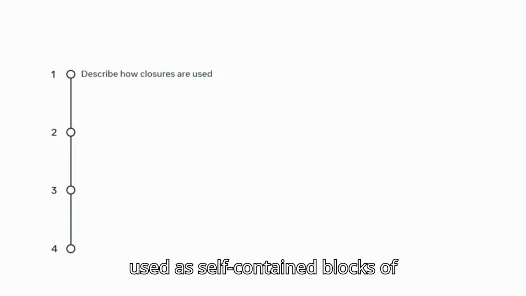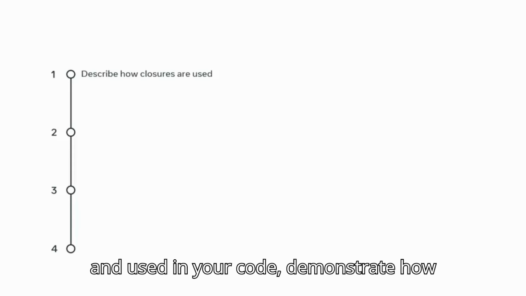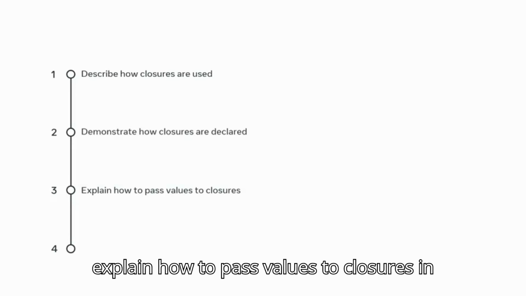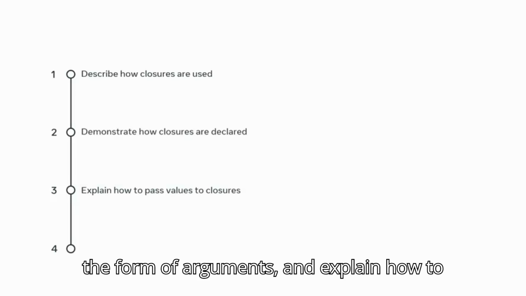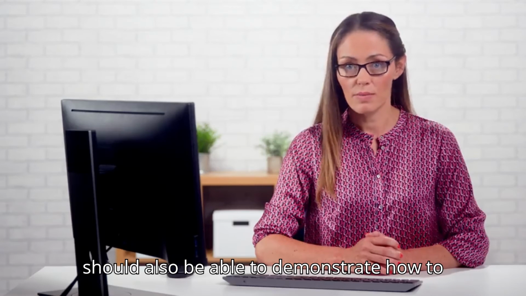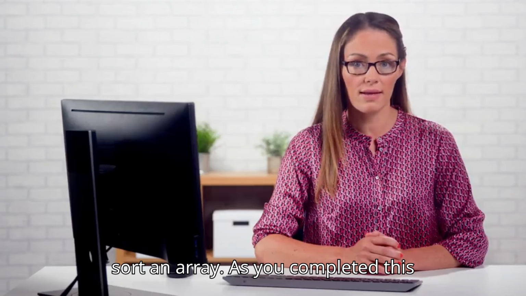You should now be able to describe how closures are used as self-contained blocks of functionality that can be passed around and used in your code. Demonstrate how closures are declared and executed, explain how to pass values to closures in the form of arguments, and explain how to use closures to return values.